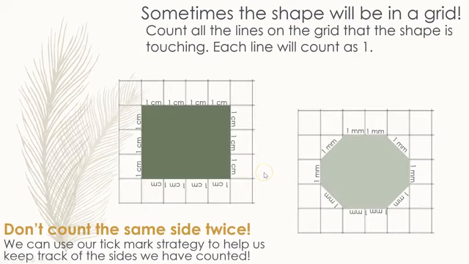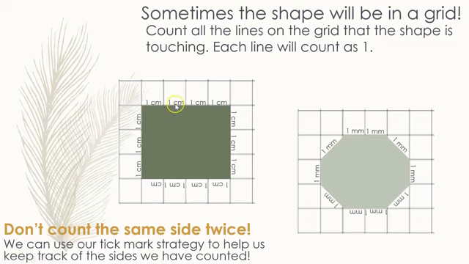Now sometimes I can also see the shape inside of a grid. When I see a shape inside of a grid, I need to count all the lines on the grid that the shape is touching. And each line that I count will count as 1.